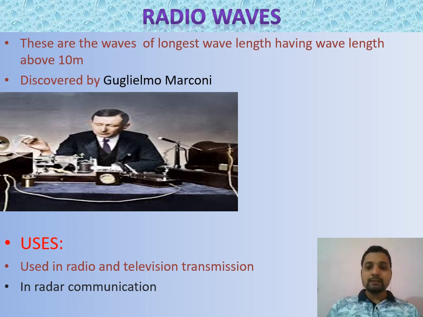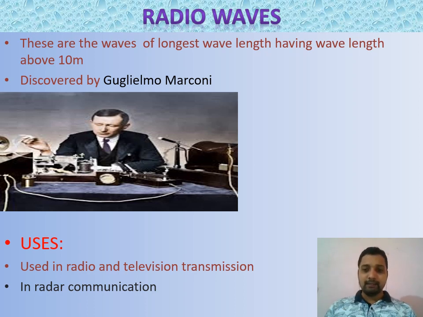So radio waves are the type of wave mainly used to transfer signals from one side to another. In this video, we have discussed in detail all the electromagnetic waves, from very low wavelength to very high wavelength. Before gamma rays, we have another ray.